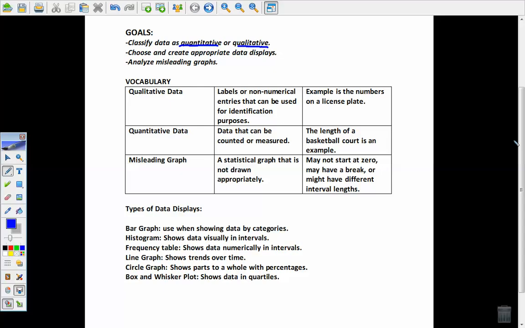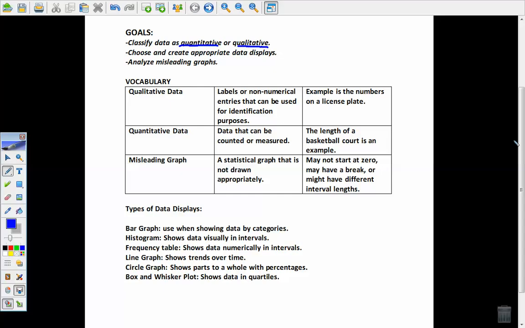Qualitative data. Labels are non-numerical entries that can be used for identification purposes. Identification purposes. So sometimes we use numbers to say, hey, we want to be able to identify somebody, or we want to use it as a label, if you will.